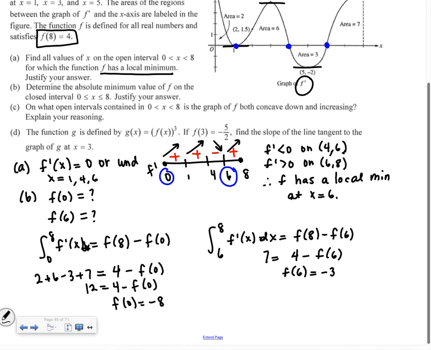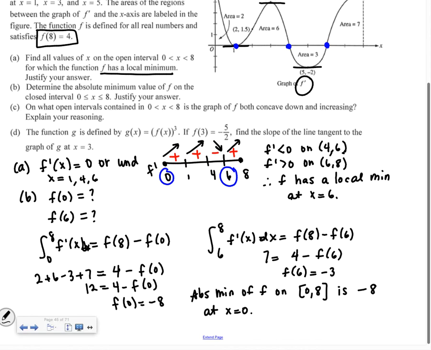So now I compare the two. So when I compare the two, I know that the absolute minimum is going to be the lowest one, so it's going to be at negative 8. So we would need to say that. So the absolute minimum of f, let me say on the closed interval, on 0 to 8, is negative 8 at x equals 0, okay?